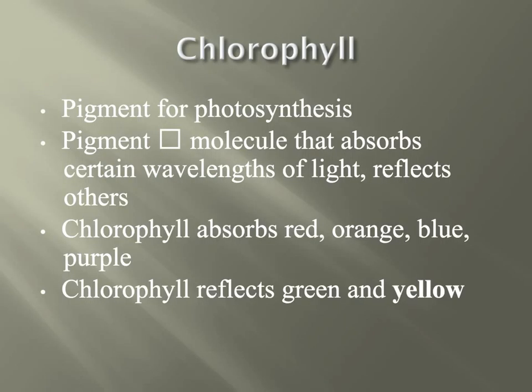Now, inside the thylakoid, there is a very special substance called chlorophyll. Chlorophyll is the pigment for photosynthesis. A pigment is a molecule that will absorb certain wavelengths of light and reflect other wavelengths. So chlorophyll absorbs red, orange, blue, and purple. Chlorophyll, however, reflects or does not absorb green and yellow.